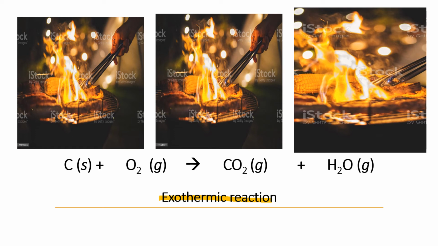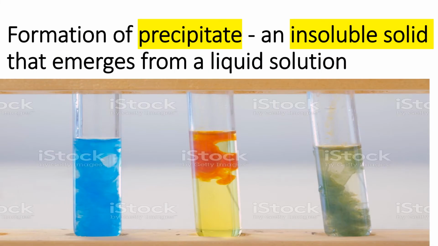As you can see, we have charcoal, and the symbol of charcoal is carbon. Of course, again, oxygen gas from the air, producing carbon dioxide, the smoke, and of course, water vapor. So one sign of chemical reaction is the formation of tremendous heat.